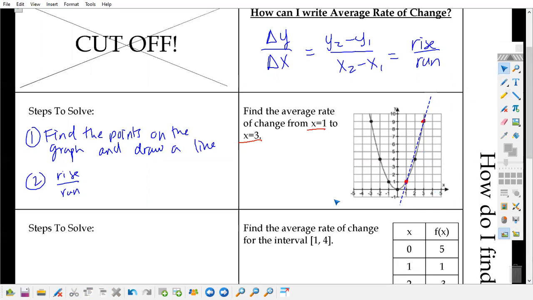All right. And then I'm going to find the average rate of change by doing what? Rise over run. So rise over run. We rise 1, 2, 3, 4, 5, 6, 7, 8. Positive because I went up. Positive because I went 2. So therefore our rise was 8, our run was 2, which is just 4. So the average rate of change for this graph from 1 to 3 is 4. Good?